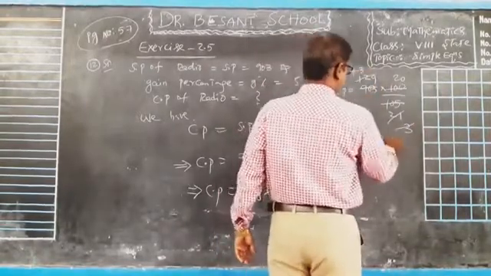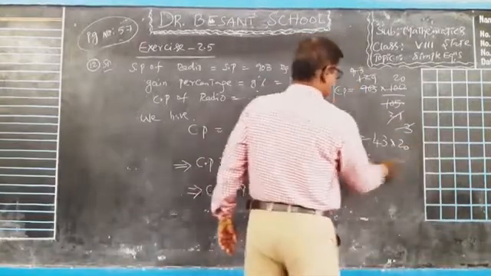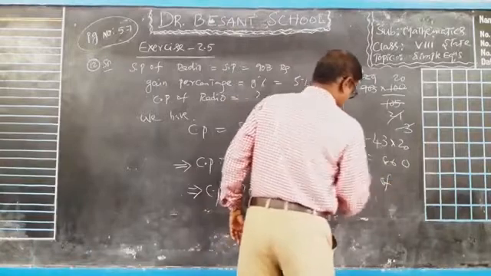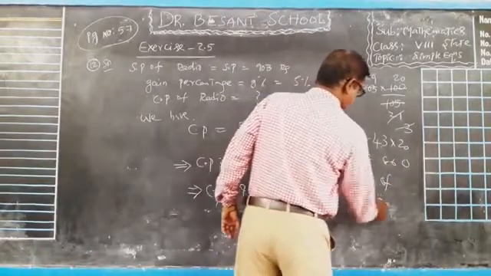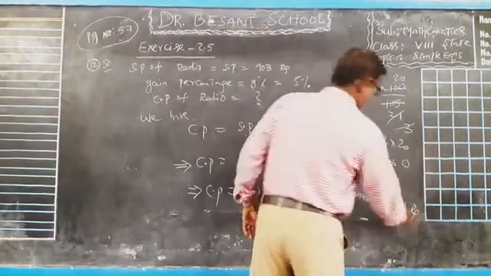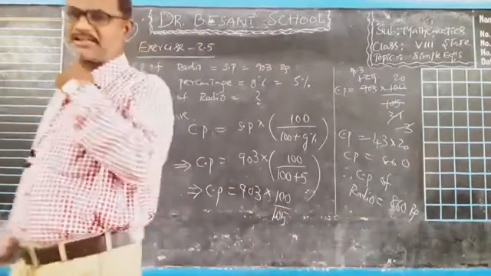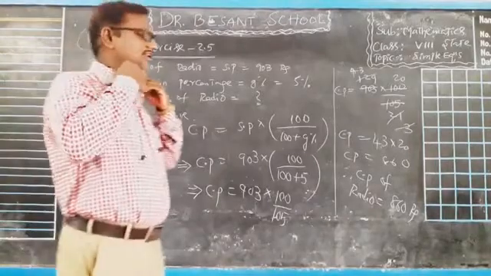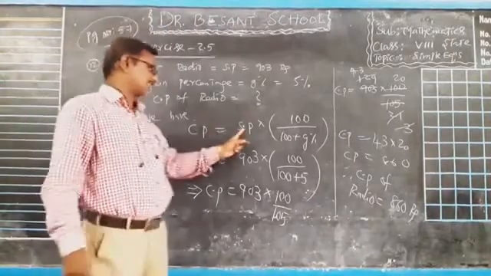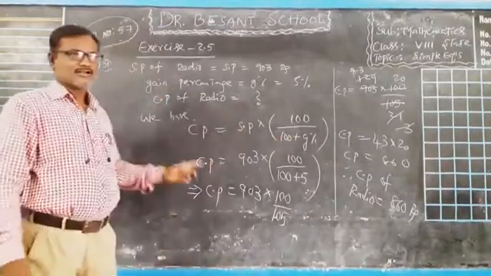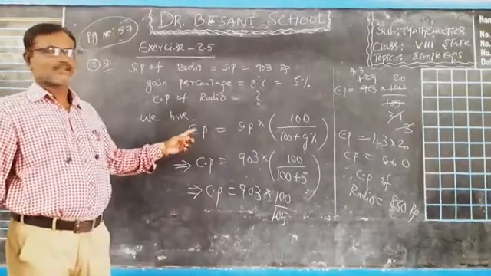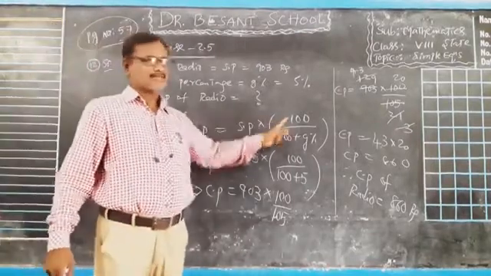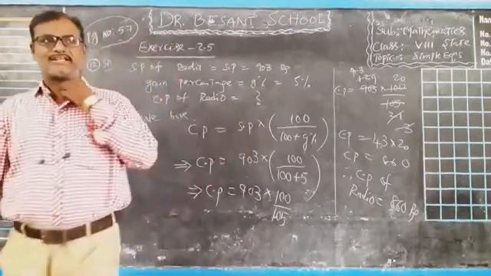So that is 43 into 20. So CP is equal to 6248. Therefore, what we got? Cost price of radio equals 860 rupees. So children, this is the formula to find the cost price when the selling price and gain percentage are given. Repeat. CP is equal to SP into 100 by 100 plus gain percentage.